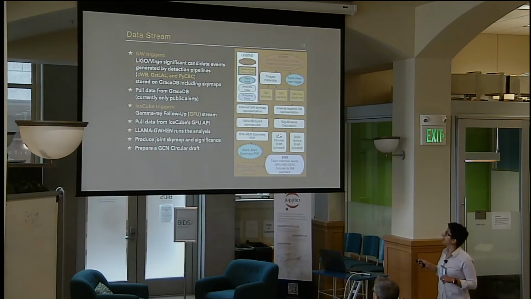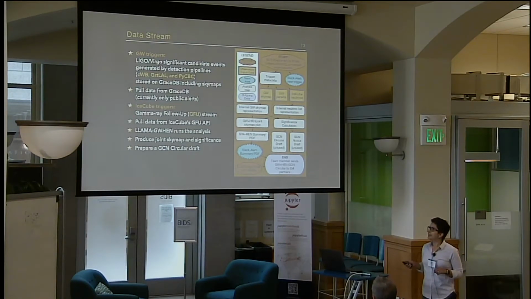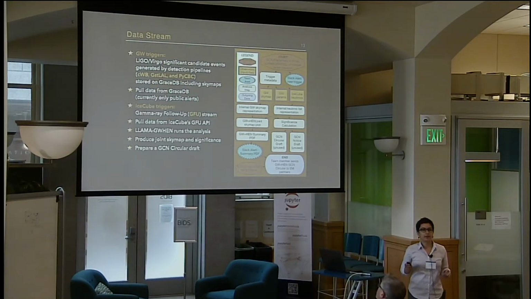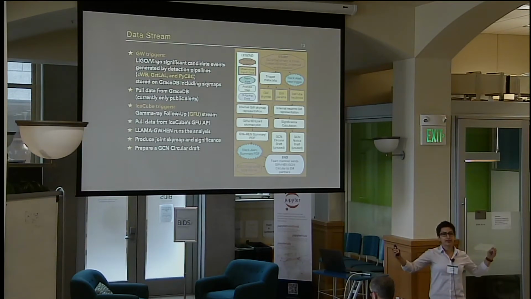So this is the data stream that we use in the LLaMA-GWEN search. We get our data from the public alerts of LIGO at this moment, and these are from the GRACE-DB. We also get our IceCube triggers from a stream called Gamma Ray Follow-up, and these are actually through-going muon tracks, so they're very long tracks.